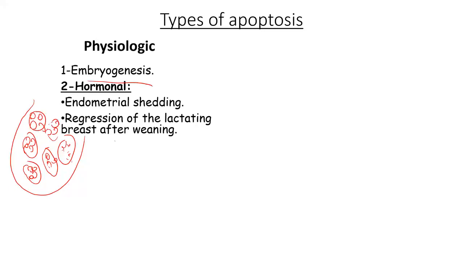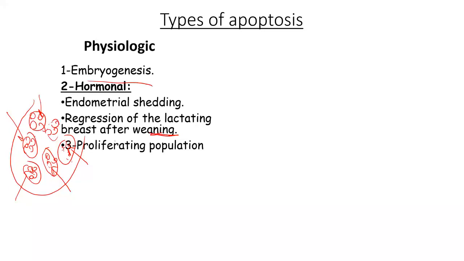After weaning, after stop of lactation, what happens? There will be regression of these lactating acini, and so I'm going to just go and remove all these excessive acini by the process of apoptosis, so to go back to normal. So the breast will regress to the normal size. So this is a normal or physiologic type of apoptosis occurring in lactating breasts after weaning.